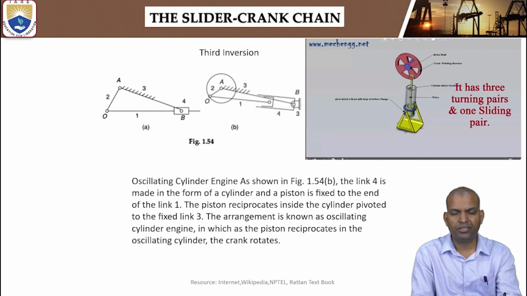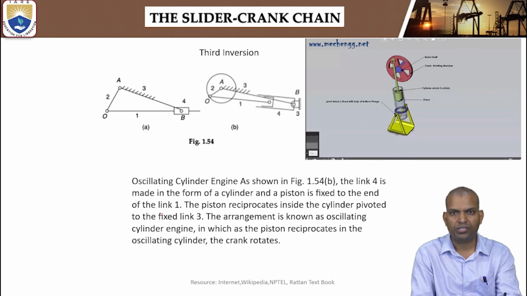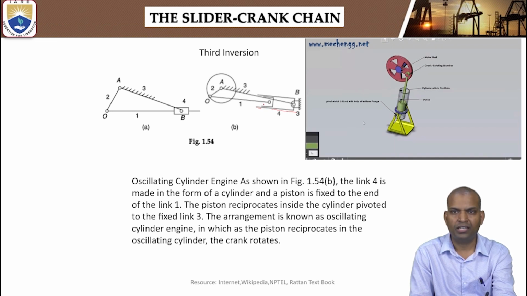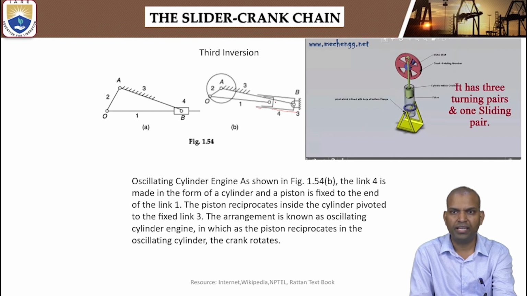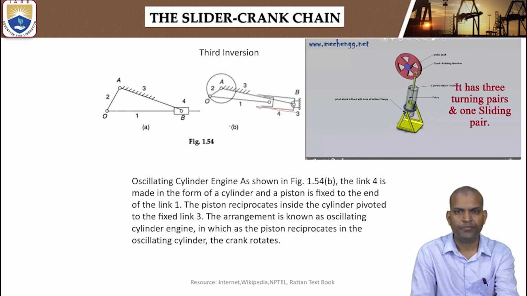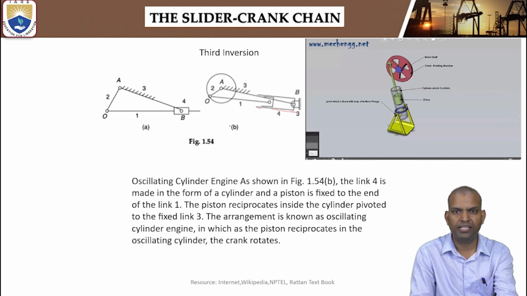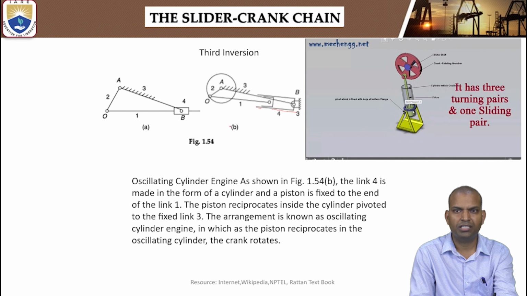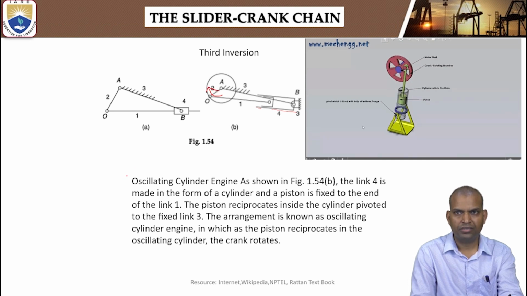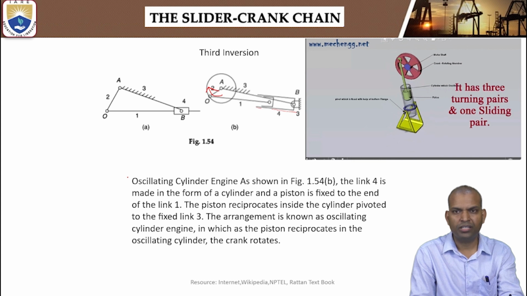So link 4 is made in the form of a cylinder and a piston is attached at the end of link 1. The piston reciprocates inside the cylinder pivoted to the fixed link 3. This arrangement is known as the oscillating cylinder engine, in which the piston reciprocates in the oscillating cylinder, that is the driving member, and the driven member is the crank. The crank rotates. So this is the third inversion, the first application of a slider crank chain.